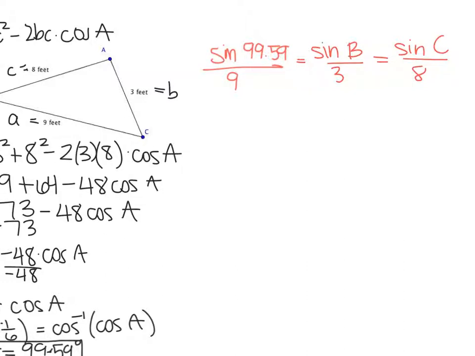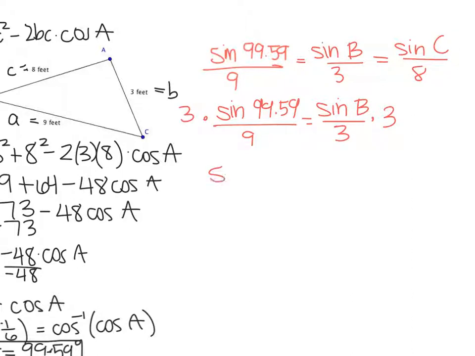Again, you have an option. You can either solve for angle B or angle C. I'm going to just go ahead and keep following the order. I'm going to solve for angle B. So sine of 99.59 over 9 equals sine of B over 3. Multiply both sides by 3. We get sine of B equals 3 times the sine of 99.59 all over 9.